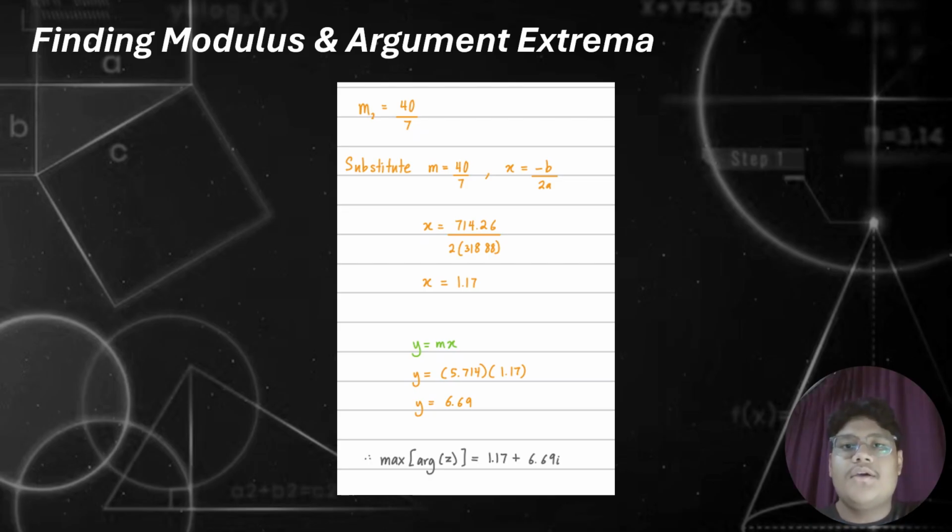The minimum argument occurs at the slope of 0, corresponding to the real axis point, z equals 4. The maximum argument occurs at the slope 40/7, which leads us to the coordinate 1.17 plus 6.69i. This defines the angular boundaries of our complex region.